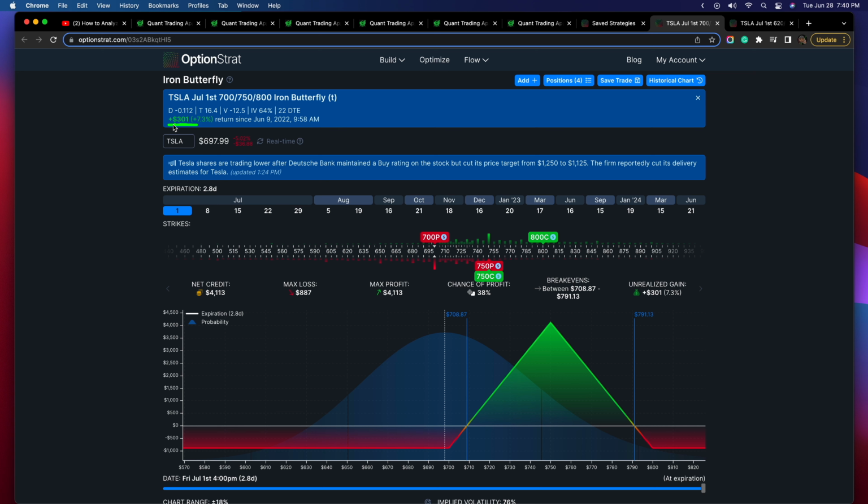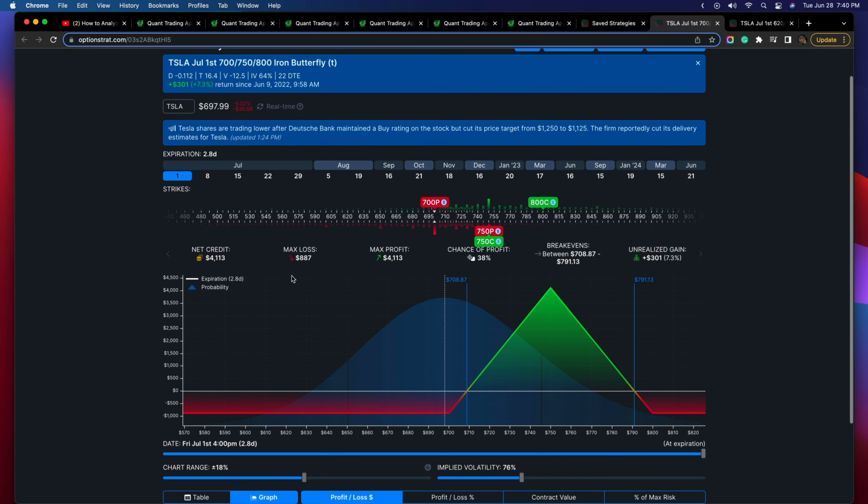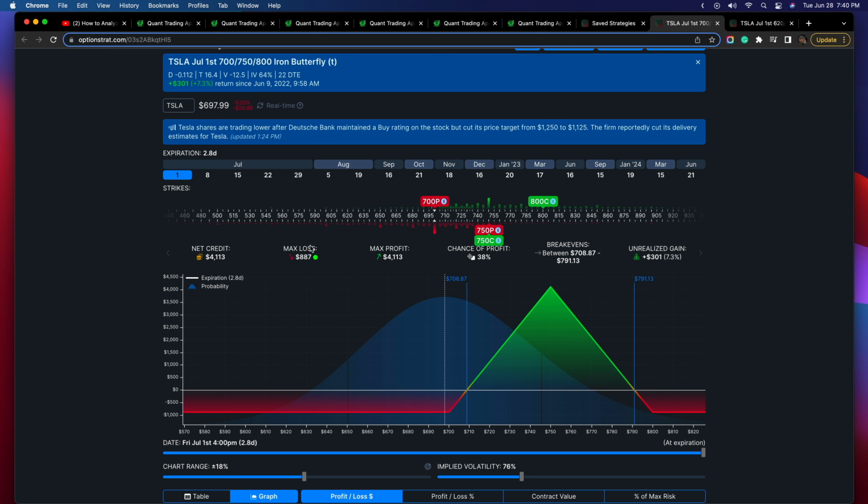This right here is showing the P&L since that trade was opened, so it's currently up about $300. Whenever you're trading an iron butterfly, you're collecting a credit because you're selling an at the money put and an at the money call, and this is what's referred to as the body of the butterfly. Then you're buying an out the money call and an out the money put, thus reducing your risk.